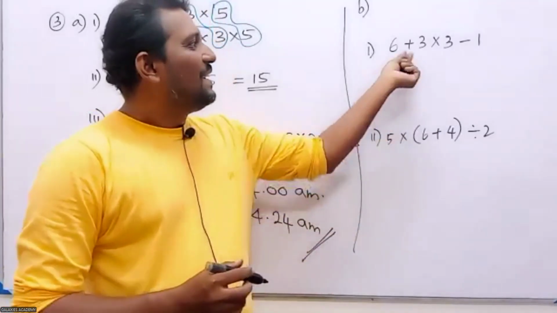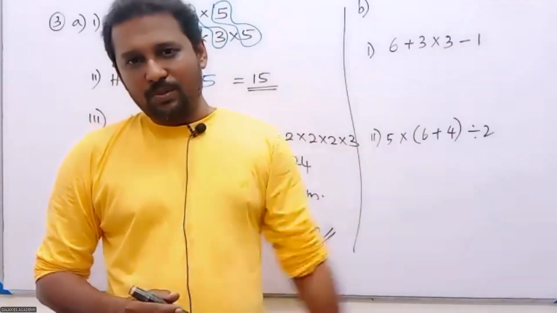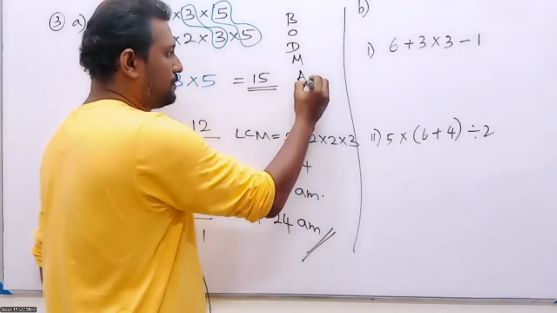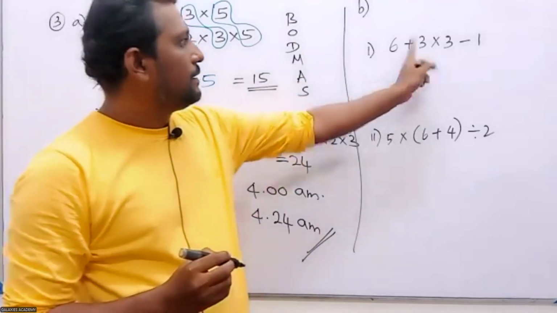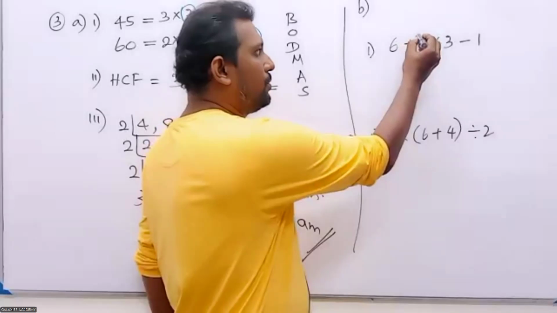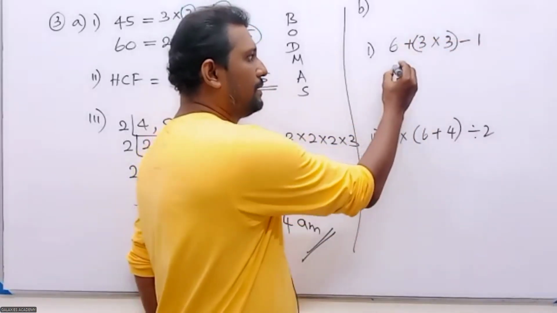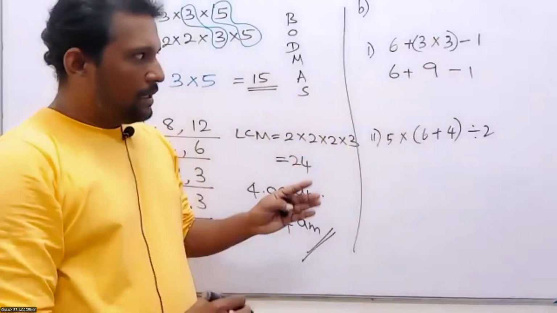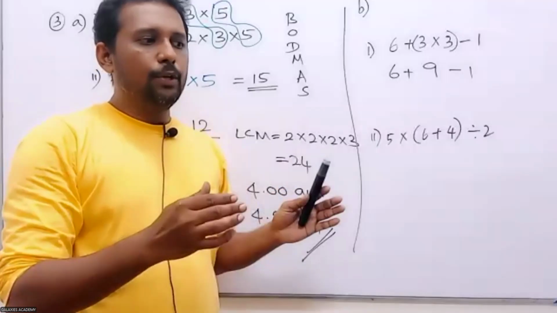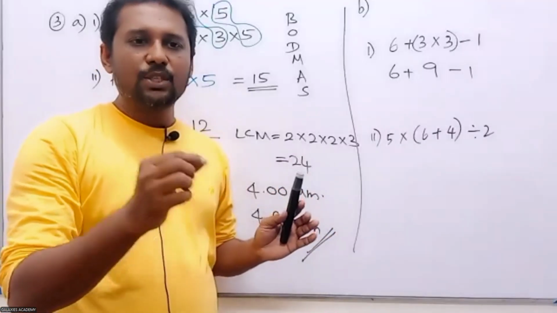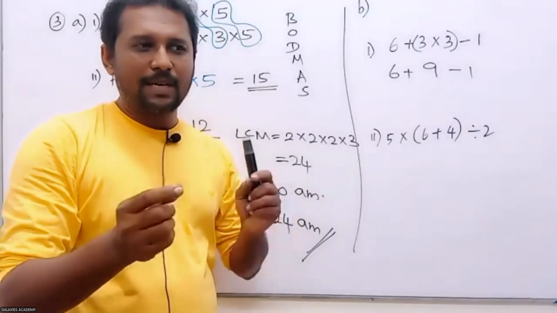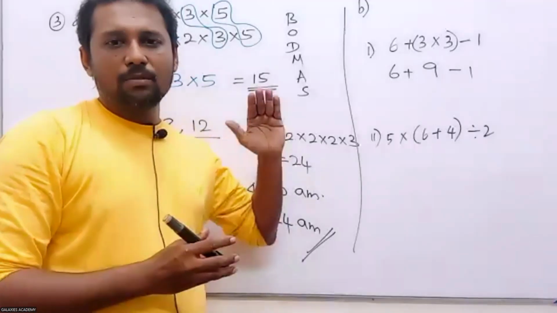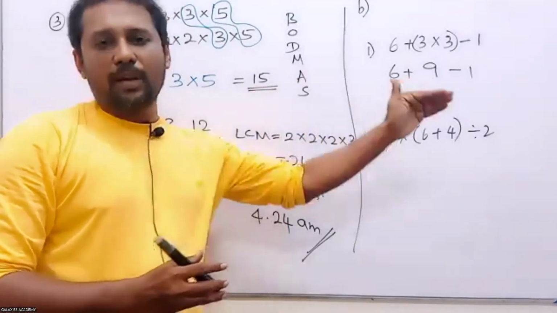Right, also we can follow the BODMAS rule, no? BODMAS rule. Right, according to BODMAS rule, first you have to do multiplication part. That means 6 plus 3 multiply 3, 9 minus 1. Then the numerical expression containing addition and subtraction. Addition and subtractions are friendly, no? They are friends. Then you have to do from left to right.